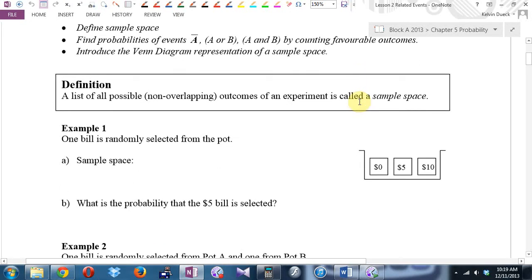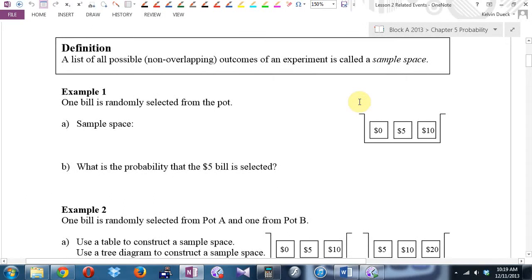So I wrote down here, definition: a list of all possible non-overlapping outcomes of an experiment is called a sample space. For example, suppose we select one bill randomly from this pot. What's the sample space? What are the possible outcomes? Usually we use a capital letter S for sample space, and then usually we use the curly brackets. And we would say 0, 5, 10. Those are the possible outcomes.